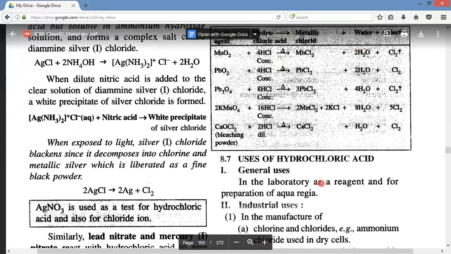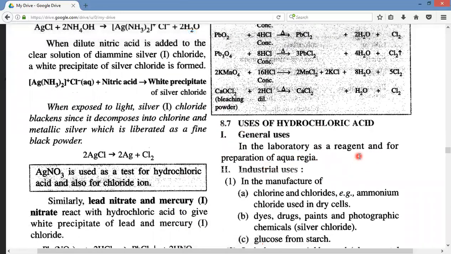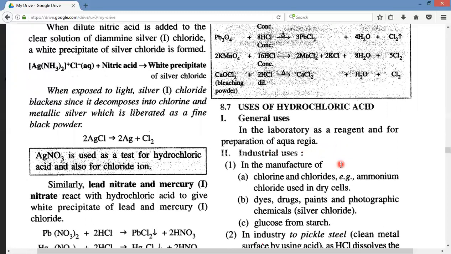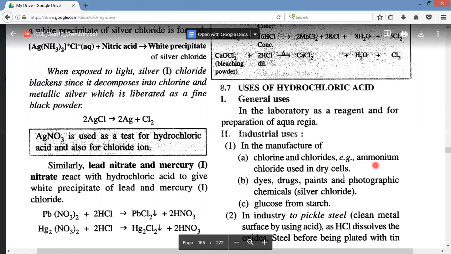After that, the last topic of this chapter, the uses of hydrochloric acid. Generally, it acts as a laboratory agent for the preparation of aqua regia, and aqua regia is used to dissolve noble metals like gold and platinum. In industrial uses, for the manufacture of chlorine and chlorides, and from that, ammonium chloride is used in the dry cell, a very important point.